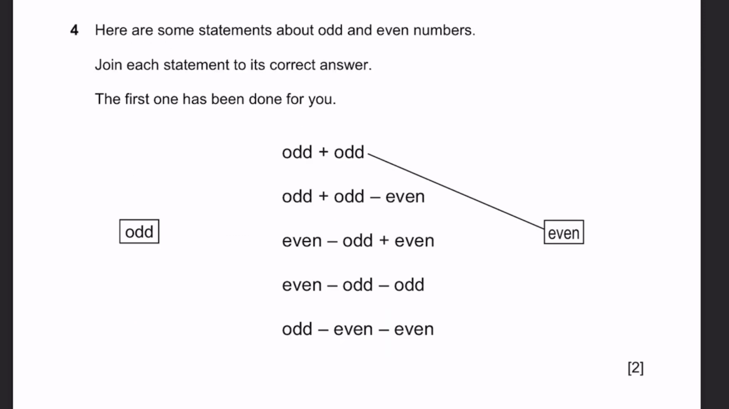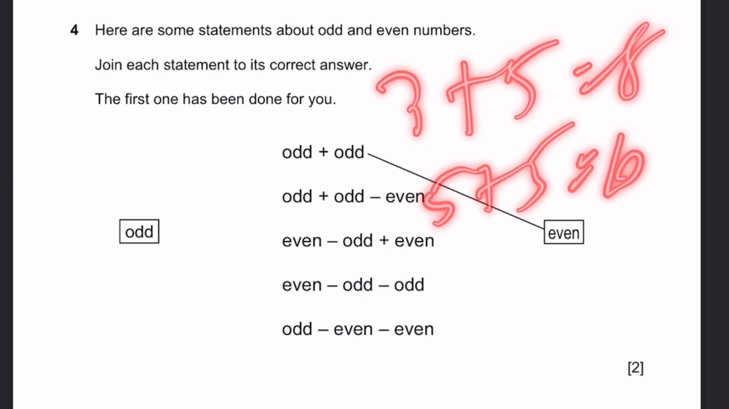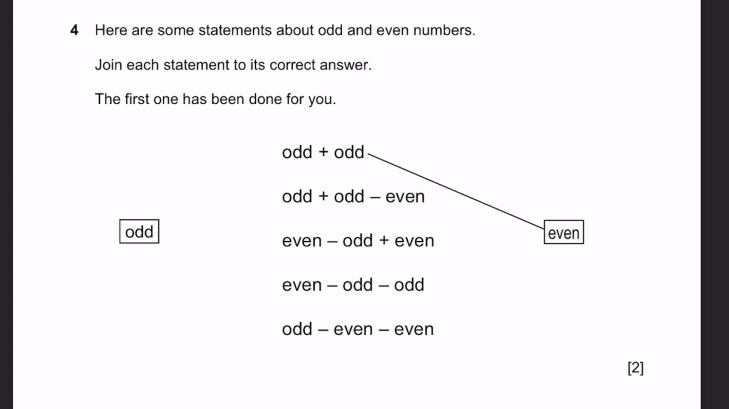Question 4. Here are some statements about odd and even numbers. Join each statement to the correct answer. The first one's been done for you. Odd plus odd, that's equal to an even number. For example, 3 plus 5 is equal to 8, or 5 plus 5 is equal to 10. Odd plus odd minus even, that's just this even over here minus an even, which will be an even number.